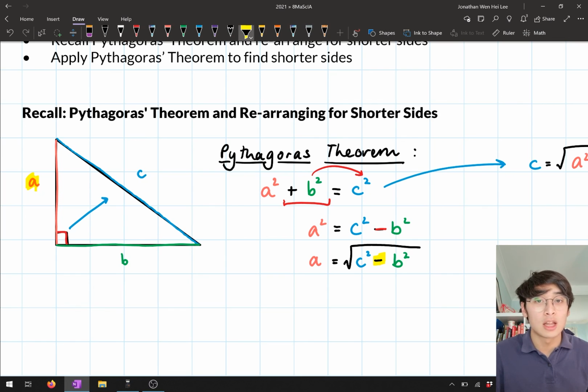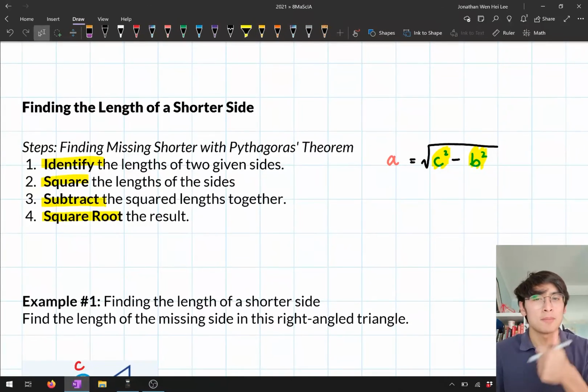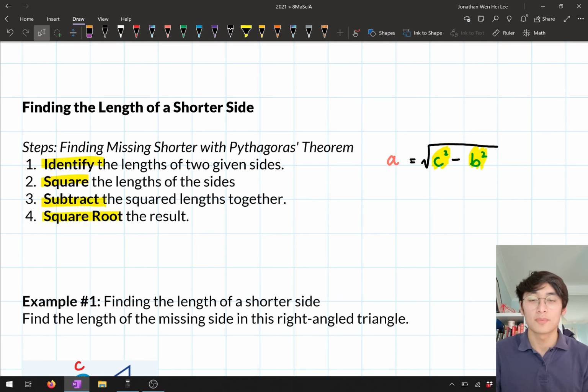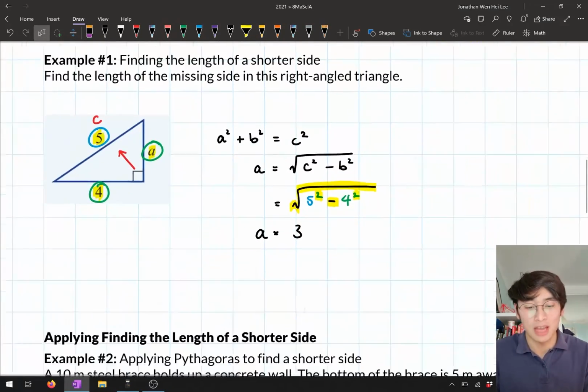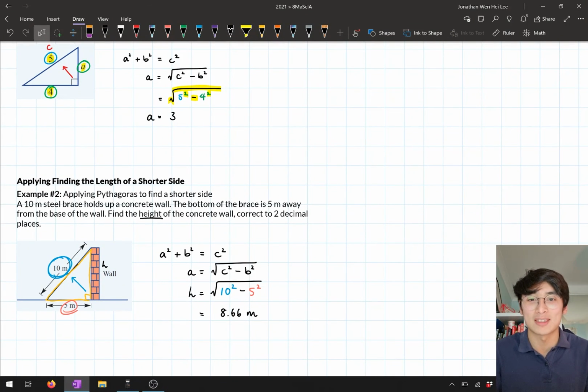So here, just like we did last lesson, we want to identify the 2 side lengths given, and in particular, we want to notice which one is our hypotenuse. Then we want to square the 2 sides that we have, and then subtract the 2. And then the final bit, like we did last lesson, we take the square root to help us find the missing side. And so here we went through a couple of examples where we need to apply this particular formula to help me find the length of a missing side.